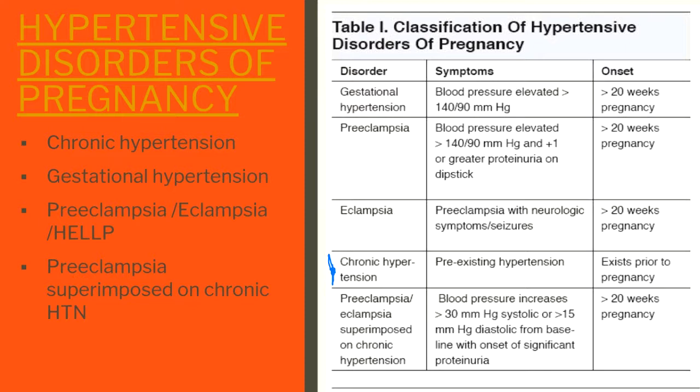You also have to not only fixate on the number, the blood pressure reading. Oh, it's above 140 over 90. You have to look and see if the reading is more than 30 and or 15, the diastolic and systolic, from your baseline with onset of significant proteinuria. So it doesn't meet that 140 over 90 cutoff, like it's 130 over 80, but she has protein in her urine and or other organ systems are affected.